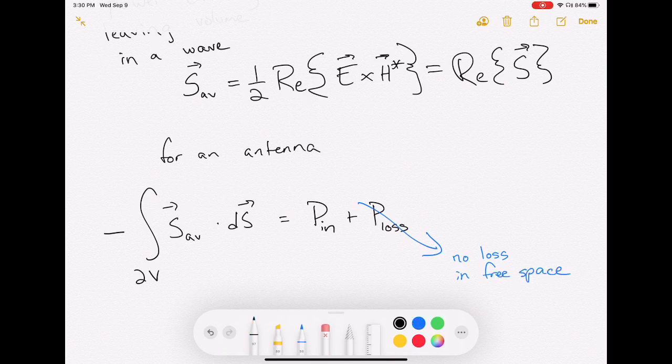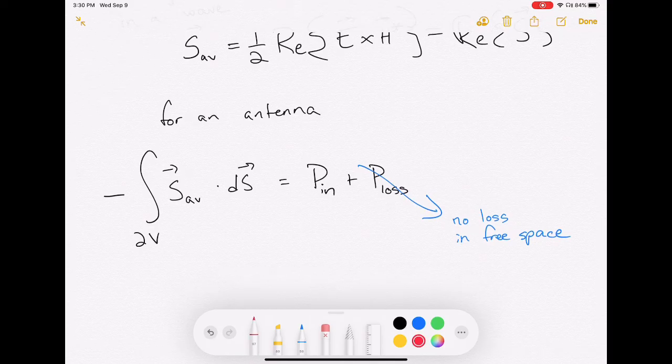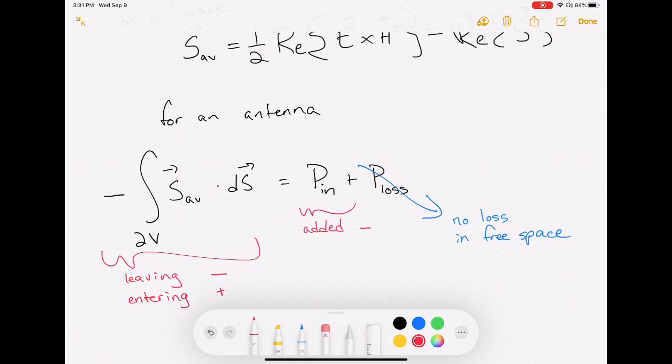Now the signs on this are such that power leaving this thing will be negative because of the negative sign on the front. And power entering would be positive. And same thing for the input power. So power added to the system would be negative, or removed, or would make it act like a loss. So that would be positive again.